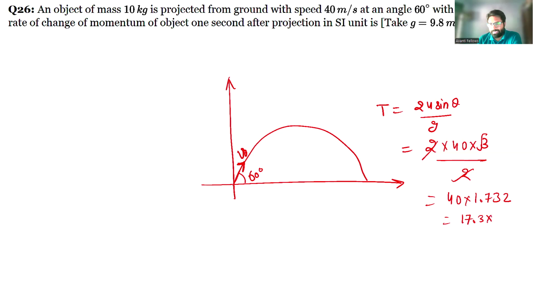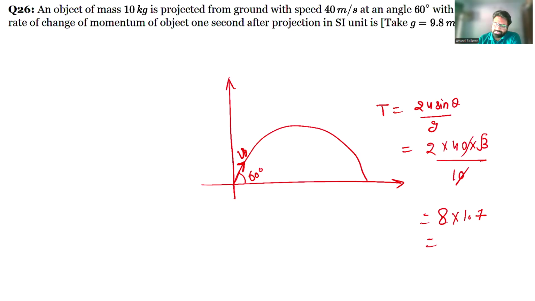17.3 multiply by 4, 4 3 is 12. Okay, g is also here, na? 2u sine theta by g. Sorry, there is a little mistake over here. By 10, this and this will cancel out. So it is 8 into 1.7 approximately.